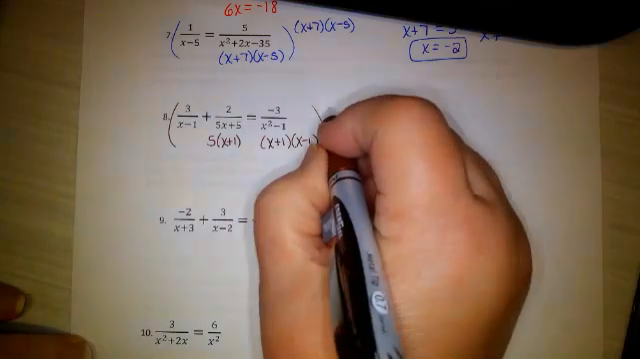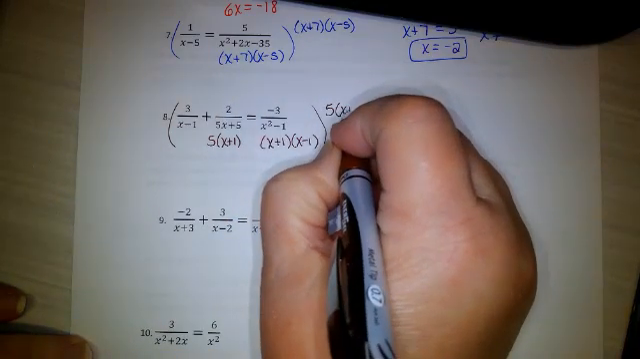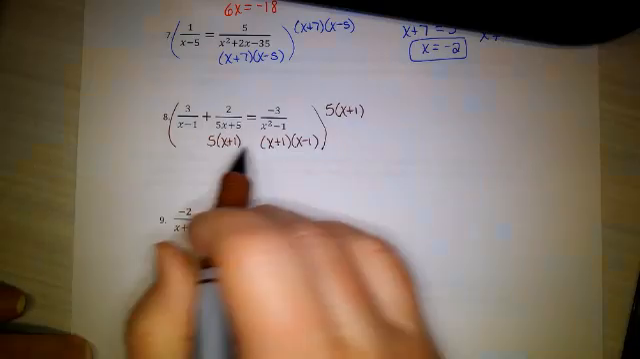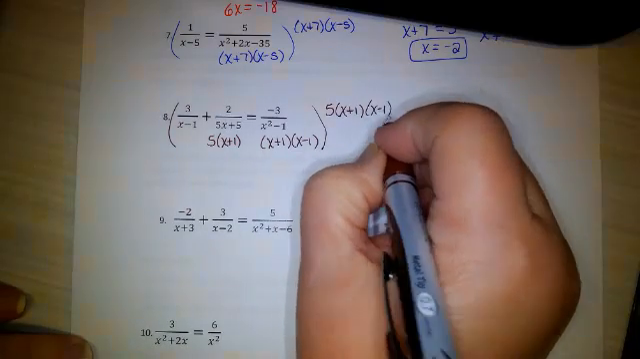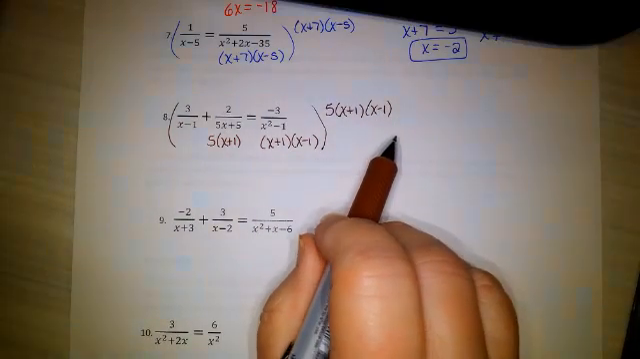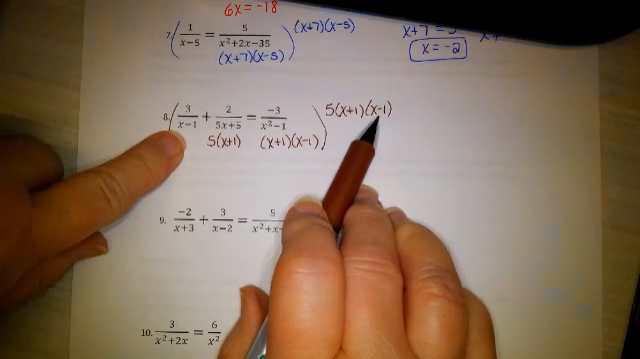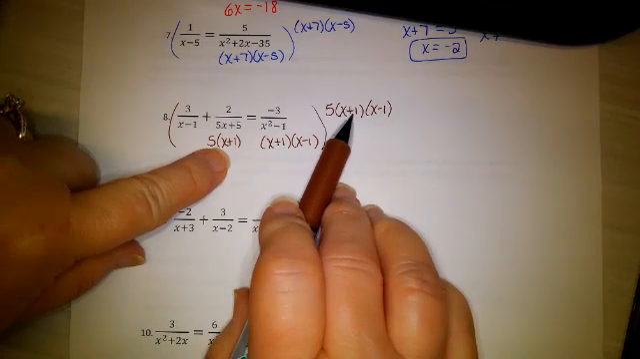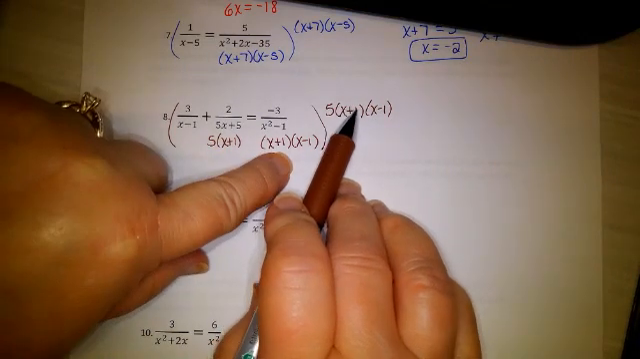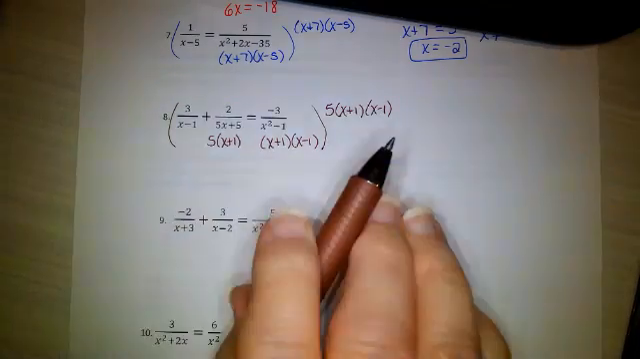Well, my denominator must have a 5 and an x plus 1, but it also needs an x minus 1. And then I think we have everybody covered. X minus 1 is there. 5 times x plus 1 is there. And then x plus 1, x minus 1, it's all there.